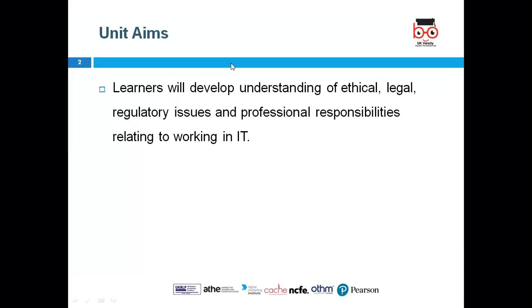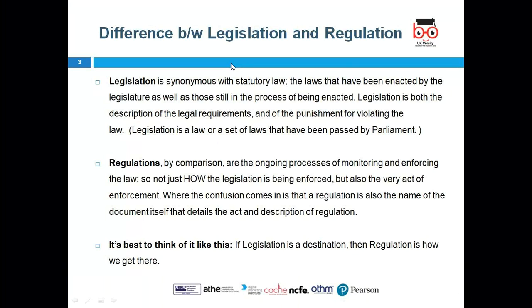So let us see one by one. Legislation is a synonym for statutory law: the laws that have been enacted by the legislature, as well as those still in the process of being enacted. Legislation is both the description of the legal requirements and the punishment for violating the law. So in simple words, legislation is the law or set of laws that have been passed by the parliament.